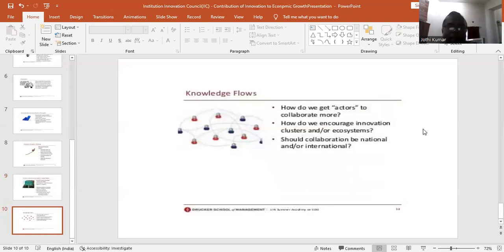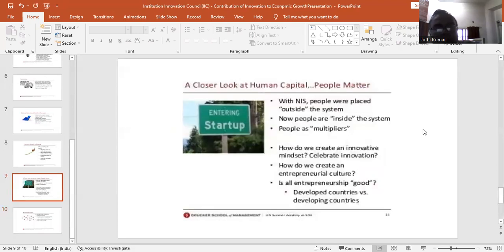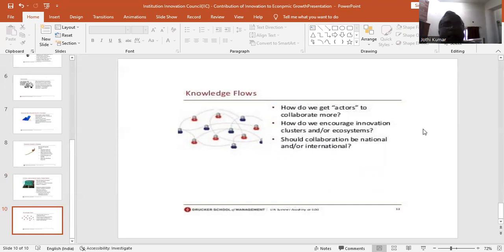So in the innovation system, we increase knowledge. Who are all the actors in that knowledge? We people are the actors. So we are encouraging clusters and ecosystems so that we can contribute to knowledge to be a part of national or international. So this is about the contribution of innovation to economic growth presentation.